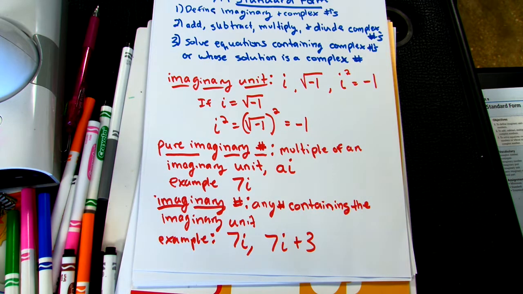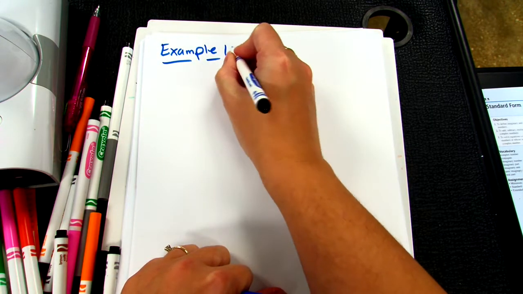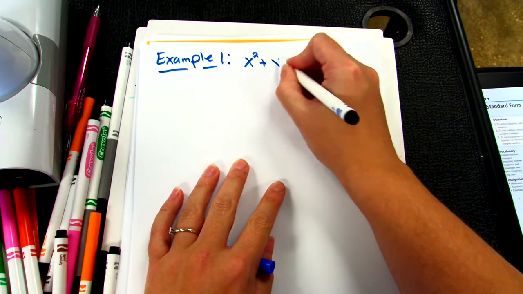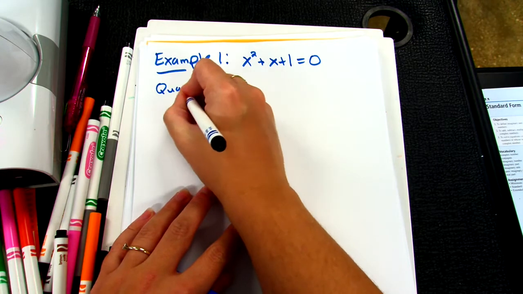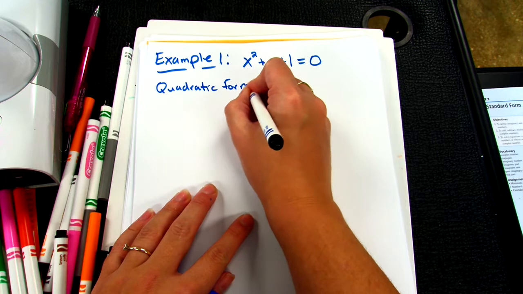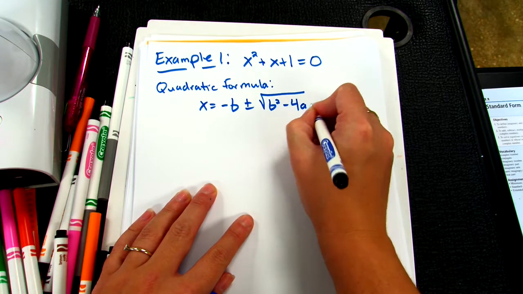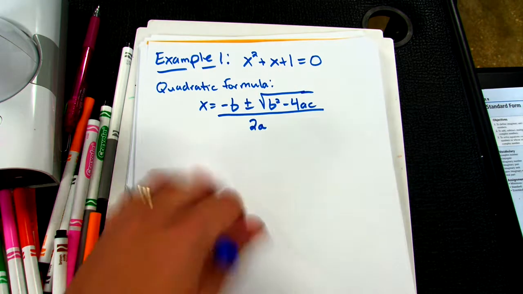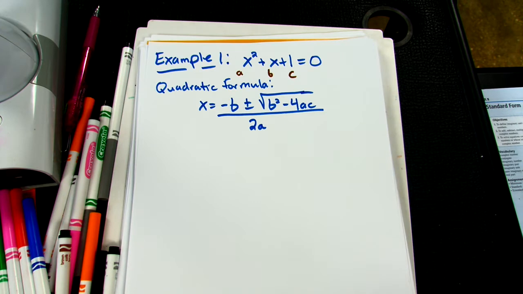Okay. So let's talk about solving equations where we get an imaginary number. I'm going to do an example. This will be example 1. In example 1, we want to solve x squared plus x plus 1 equals 0. Well, I'm going to use the quadratic formula. So we have to remember what the quadratic formula is, which is x is equal to -b plus or minus the square root of b squared minus 4ac, all over 2a. When I plug in my a, b, and c values, everything's 1. a is 1, b is 1, and c is 1.